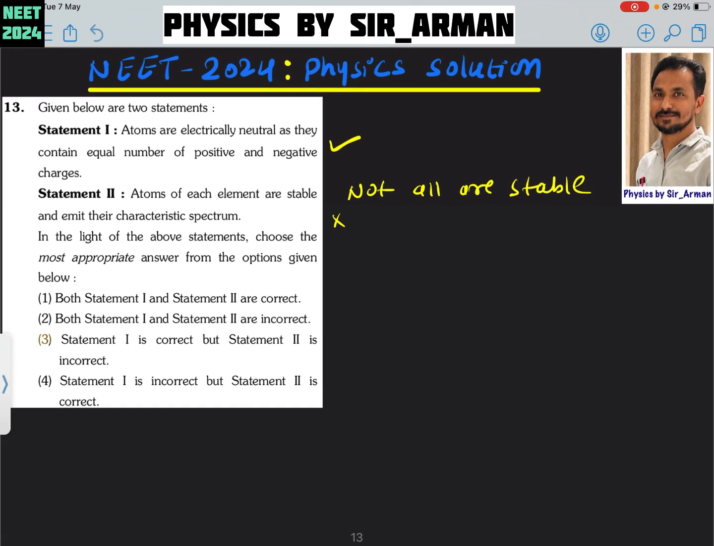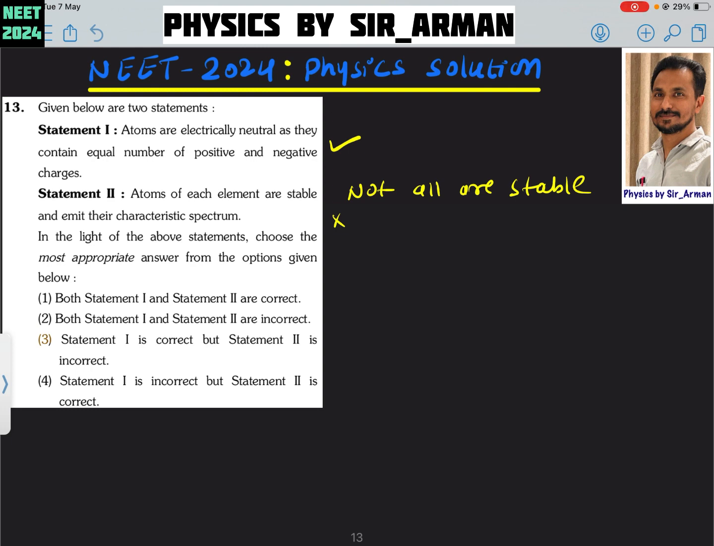Question number 13. Given below are two statements. Statement 1: atoms are electrically neutral as they contain an equal number of positive and negative charges. Yes, it is correct. All atoms are electrically neutral. Statement 2: atoms of each element are stable. No, this is incorrect.